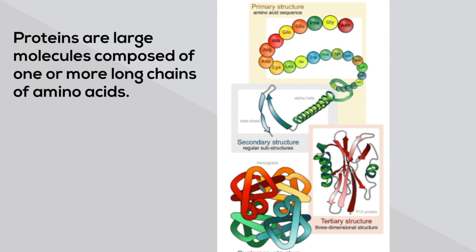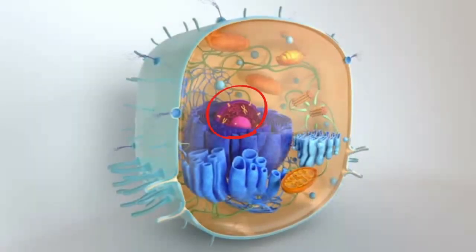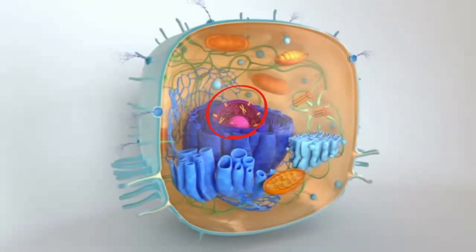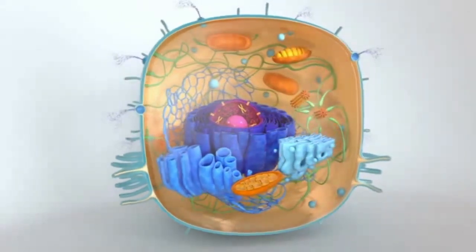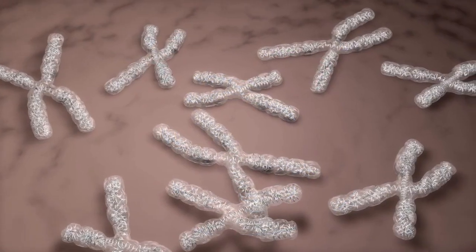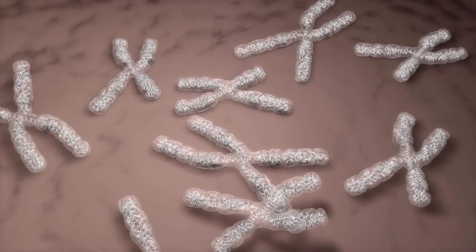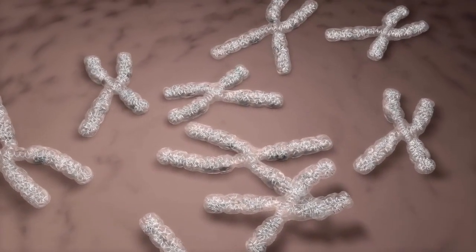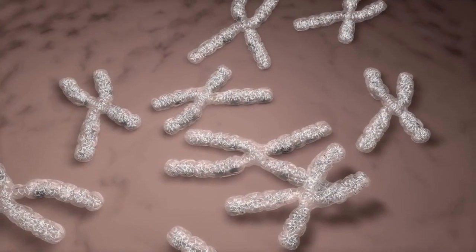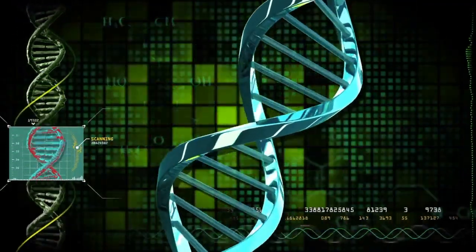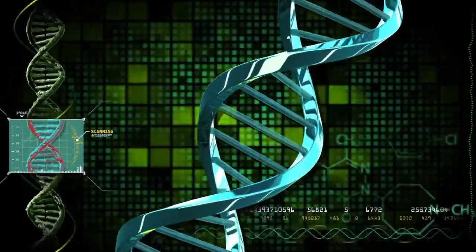Protein synthesis begins in the nucleus. DNA is found in the nucleus, and in humans, it is split among 23 chromosomes. A section of DNA that contains the blueprint for a protein is called a gene. The first stage of protein synthesis is called transcription.